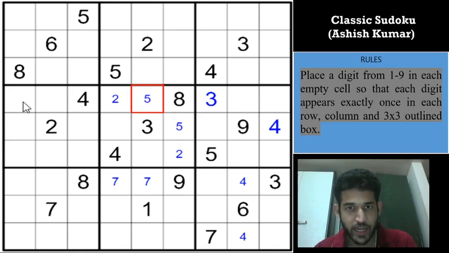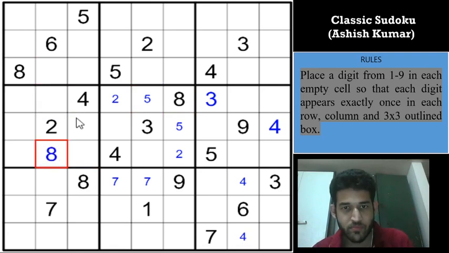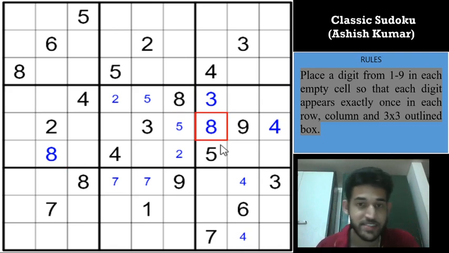Okay, let's look at 8 maybe. 8 in column 1, column 3, which means that 8 must go into one of these two cells, but 8 is here, so we get an 8 here. And these two 8s give us an 8 here. The Sudoku so far has a very pleasing start.